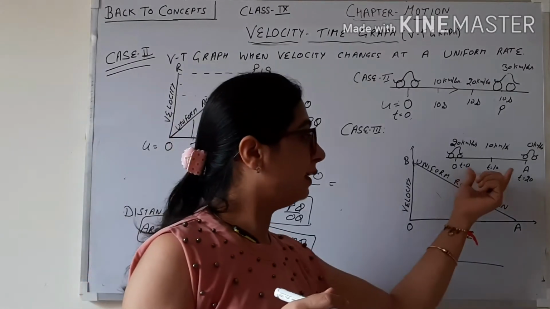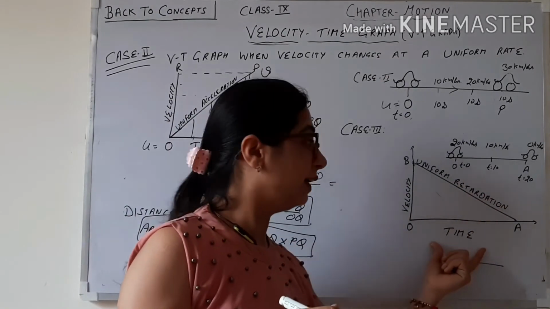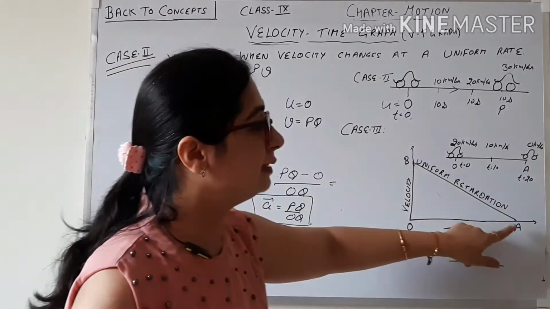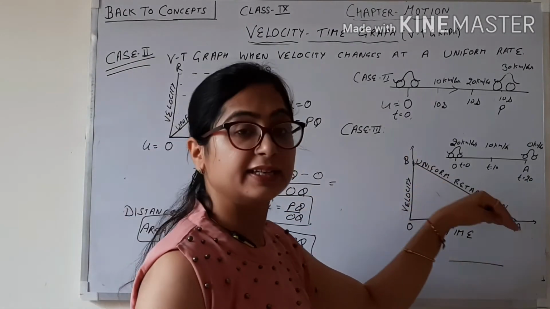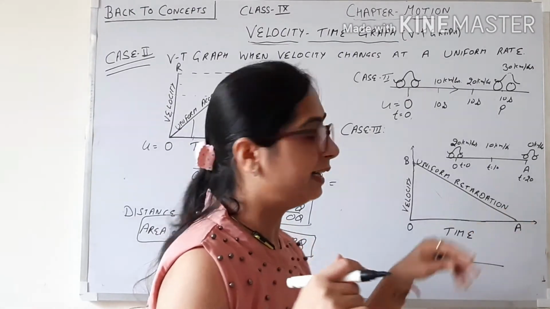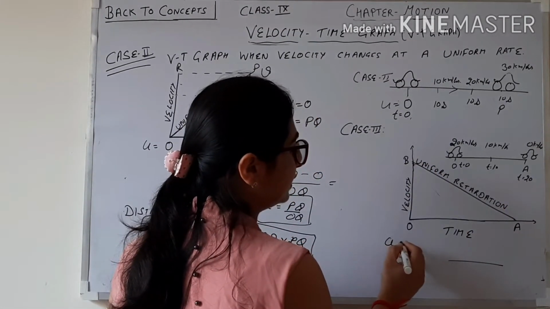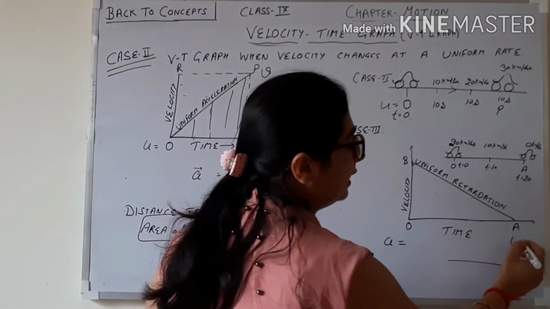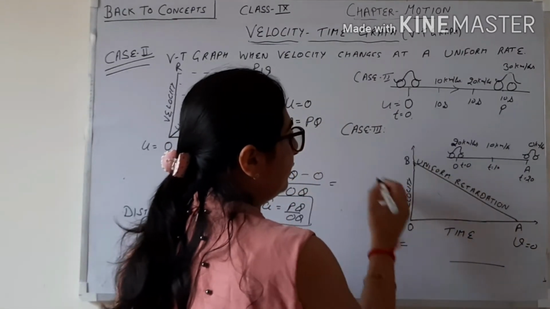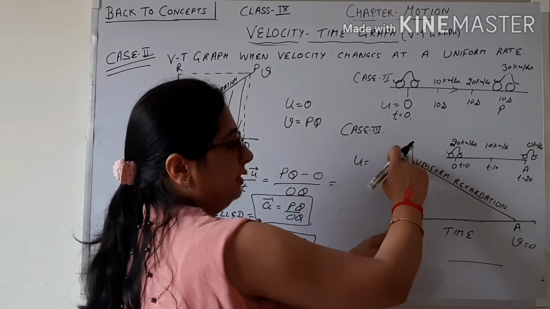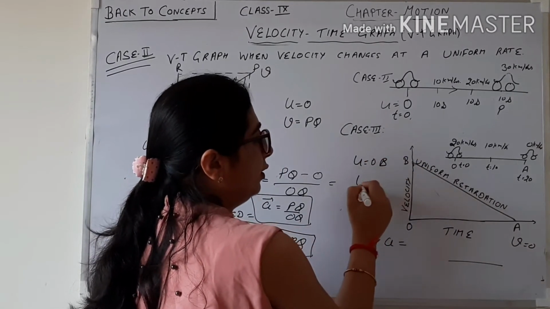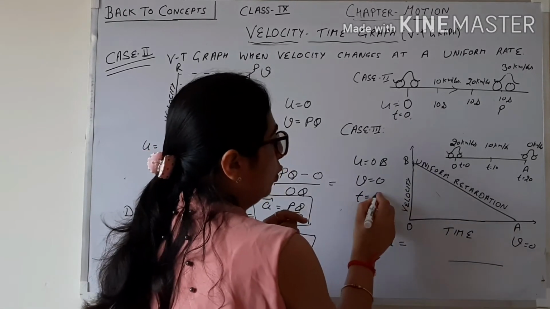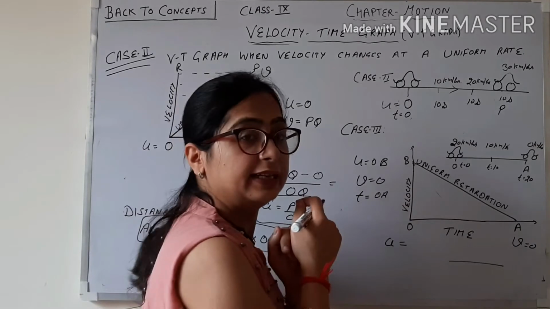So this example is represented in this graph here. Let's take this is the 20 kilometer per hour and this is the 0. This is the uniform acceleration, or we can say the uniform retardation. And in this case, what is the acceleration? That is equal to final velocity is here 0, and what is the initial velocity? Here initial velocity, that is equal to OB, and final velocity, that is equal to 0, and time taken, that is equal to OA. So what is the acceleration here?